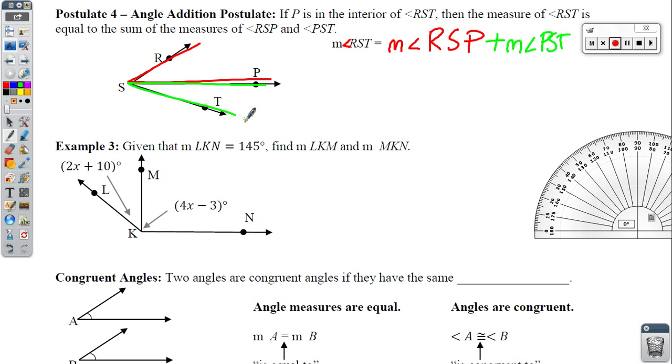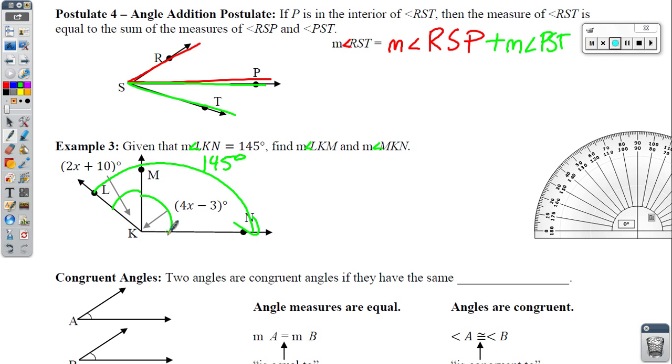All right, let's use that in example 3. So it says the measure of angle LKN, so that's the measure of the angle going all the way around like this, is 145 degrees. And it's asking us to find the measure of angle LKM and the measure of angle MKN. So what we're going to do is say, okay, let's take this angle and then add to it this angle. So there's two smaller pieces there. If we add those two together, we should get 145.